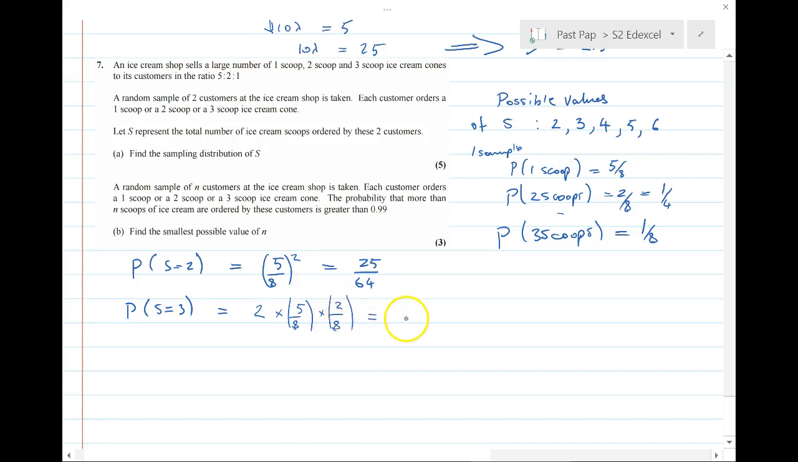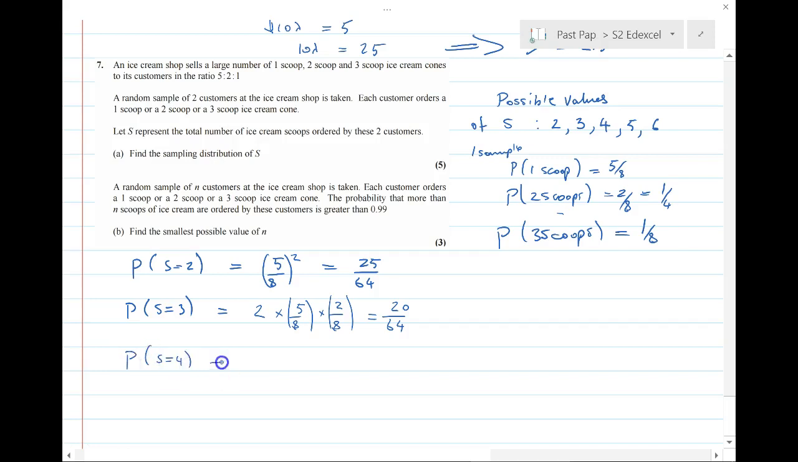That comes to the total of 20/64. You can cancel down if you want, but it's not necessary. Then the probability that S equals 4.